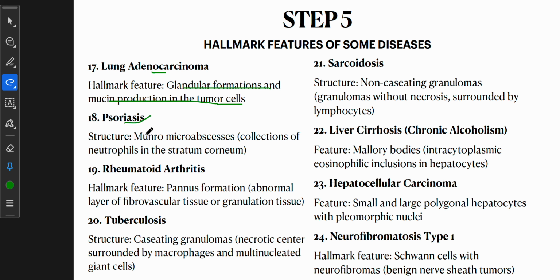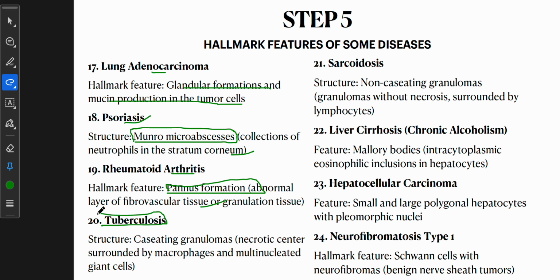In psoriasis, there are Munro microabscesses. This is a very specific feature, that is the collections of neutrophils in the stratum corneum. And in rheumatoid arthritis, the hallmark feature is pannus formation, which is an abnormal layer of fibrovascular tissue or granulation tissue.